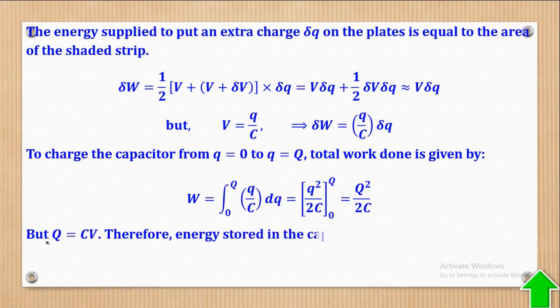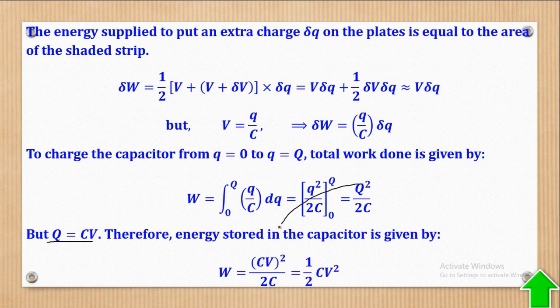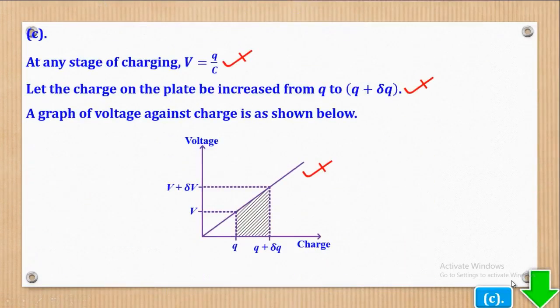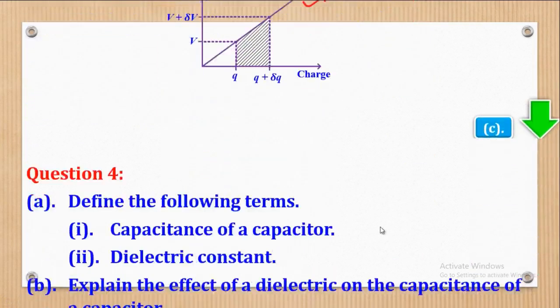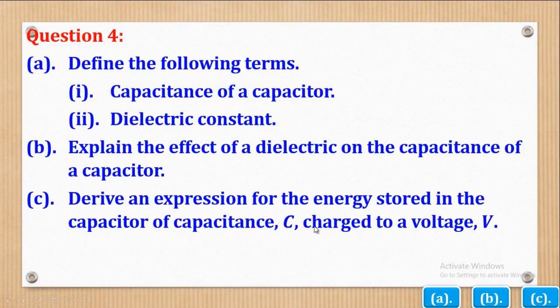But I know that Q is equal to CV, therefore the energy stored in the capacitor is given by that. So I substitute for Q here to come up with a half CV squared. Now why are we expressing our energy in terms of CV squared? Because if you look at the question, you are only given C and V. Therefore, you have to express the energy in terms of C and V.